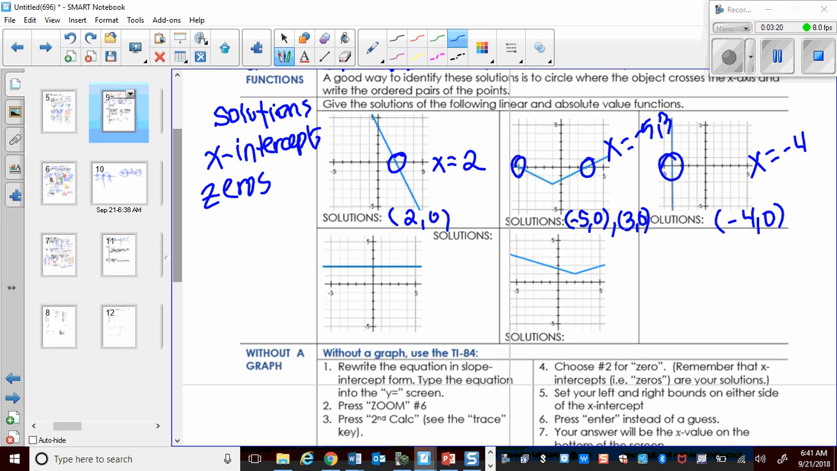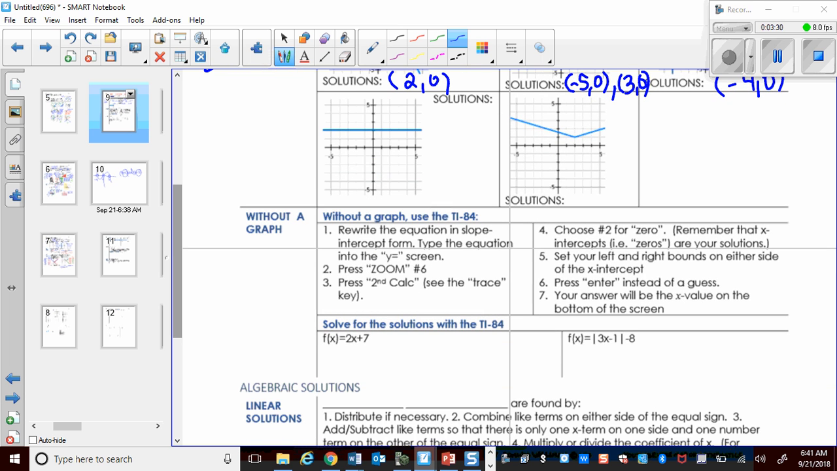So this particular lesson covers finding solutions graphically, which we're doing right now. And then we're going to find solutions algebraically for not only absolute value equations, but also linear equations. So without a graph, you use the TI-84. We're going to follow the directions here. First, we're going to make sure that we rewrite the equation in slope-intercept form.